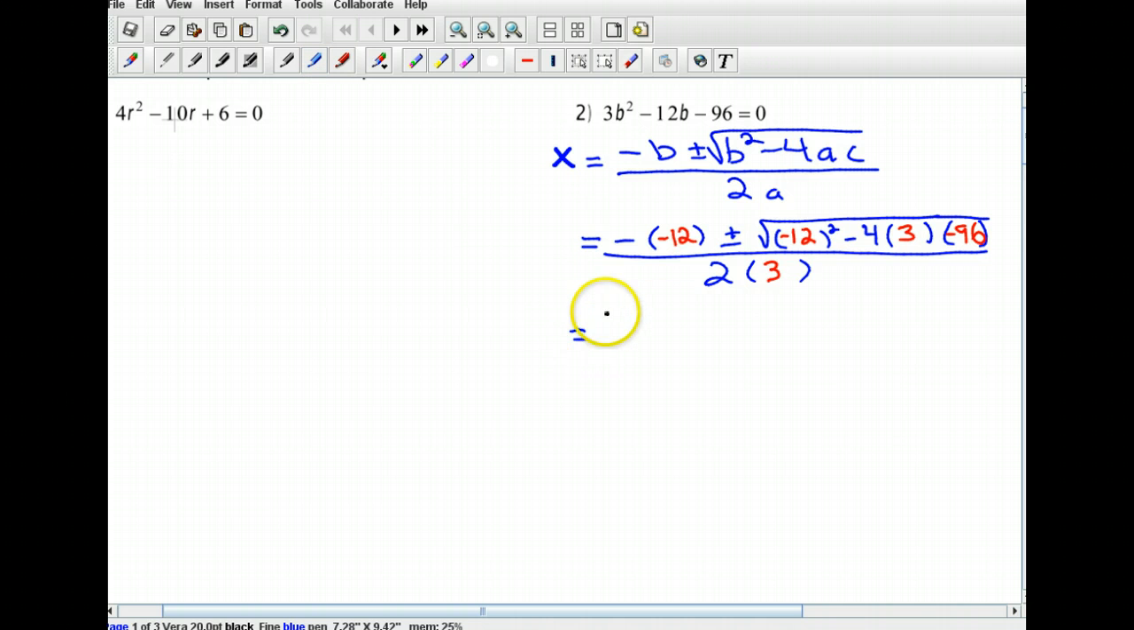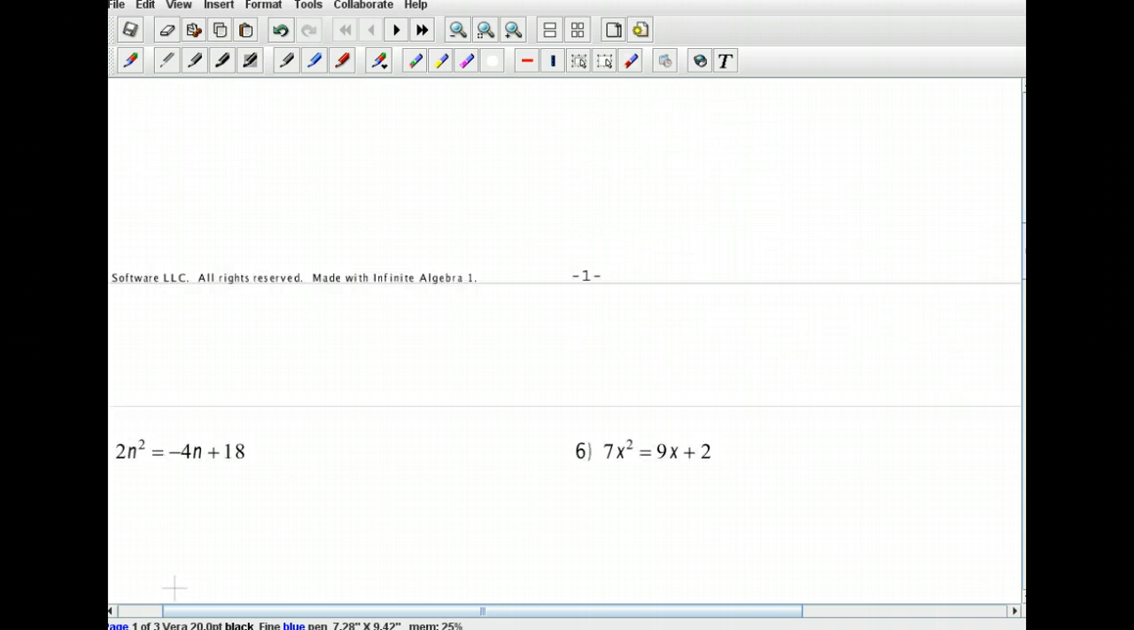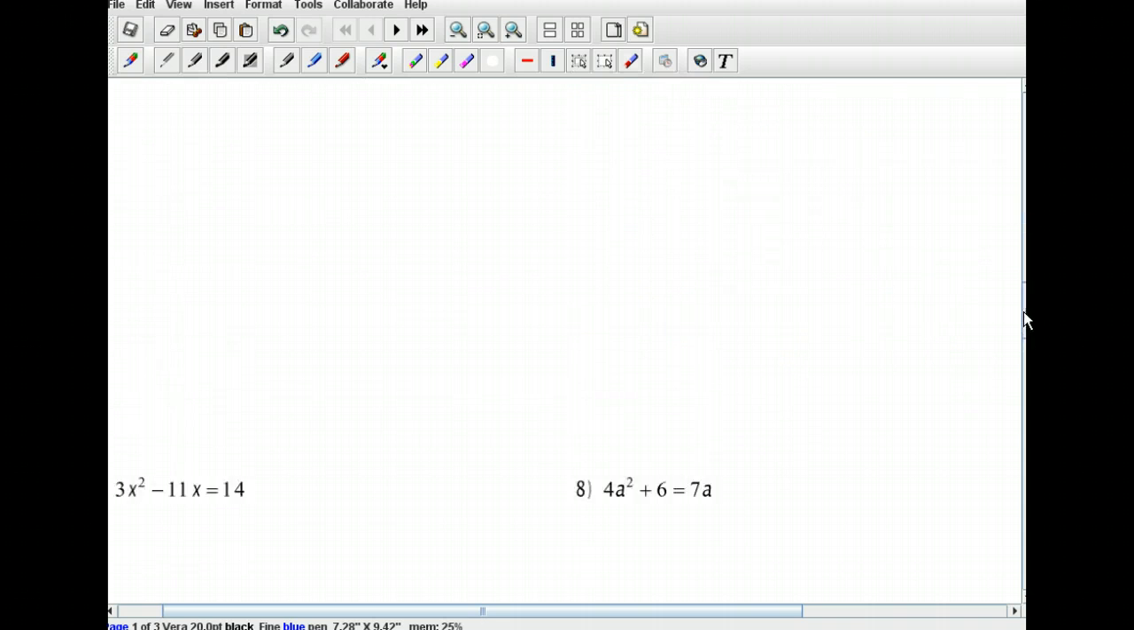Next step. Negative and negative is positive. Plus or minus. We're going to do this part right here, negative 12 squared, 144. And then, as I mentioned before, negative 4 times 3 times negative 96 is a plus, positive 1152. Did you just do that in your head? All over 6. Do not skip any steps. I should see a step that has all that work.